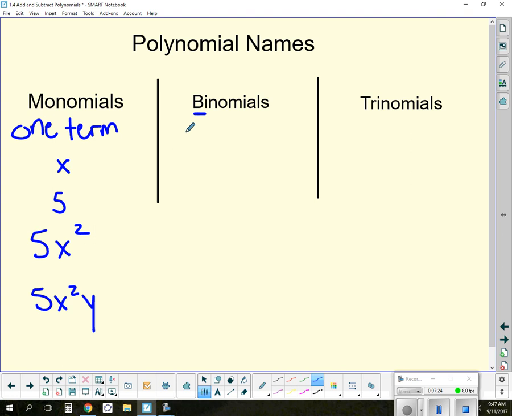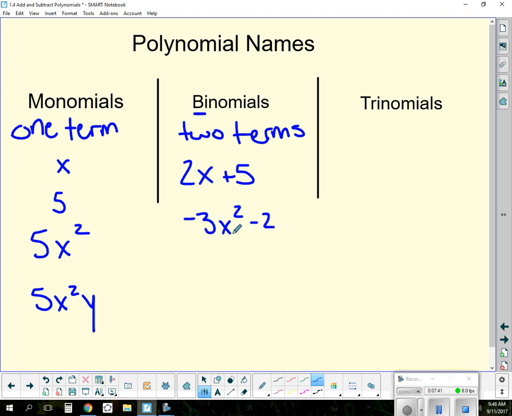Binomials. You guys have ridden a bike. A bicycle has 2 wheels. A binomial has 2 terms. So we have something like 2x plus 5, or negative 3x squared minus 2. 2 terms. Terms are separated by plus and minus signs.